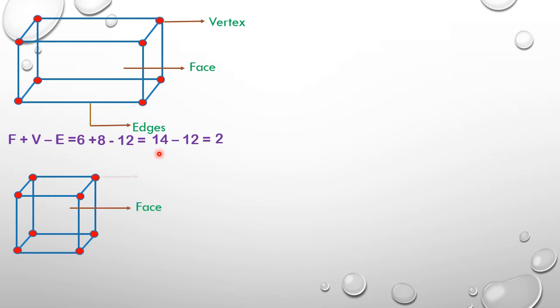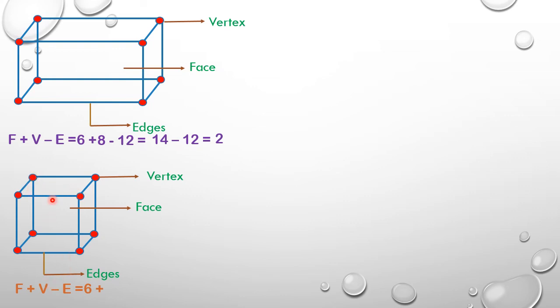For the cube, we have already found the faces, vertices and edges. The sides are called faces, the corners are called vertices, and these lines are called edges. Now we are going to find out F plus V minus E. How many faces are there? 6 faces: front, back, left, right, top and bottom. So totally 6 sides.